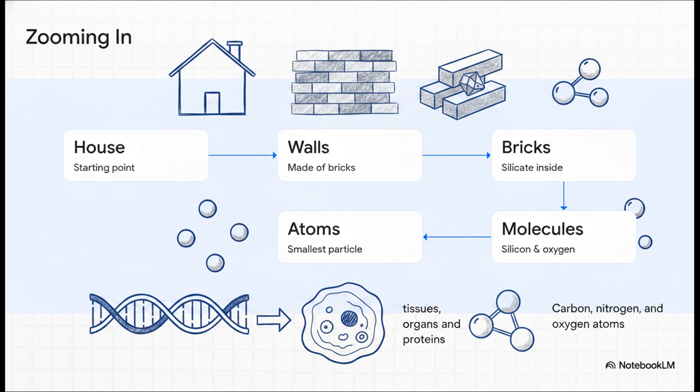Now, you might be thinking, hold on, I'm a biologist. Living things are made of cells. True, but cells are made of tissues, organs, and proteins. And what are those proteins made of? Carbon, nitrogen, and oxygen. Atoms.